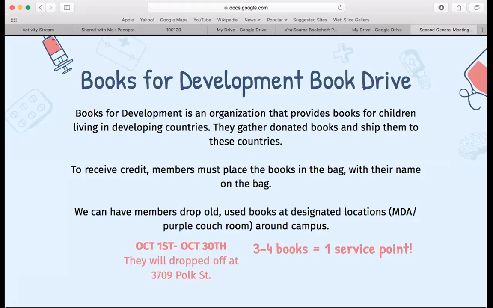So to receive credit for this book drive, please place 3 to 4 books in a bag. It can be any kind of bag, and have your name on there. And please drop them off at the MDA Purple Couch room. And again, there are going to be cardboard boxes there for you to do that. And this event has already started, actually. So it's from October 1st to the 30th. And once we have collected all the books, we will be dropping them off at the collection point so they can be shipped off. And again, 3 to 4 books is 1 service point.